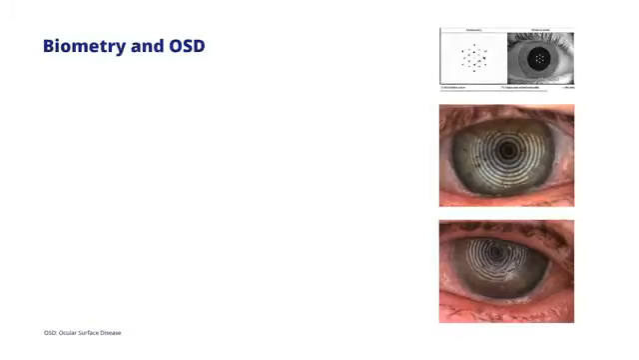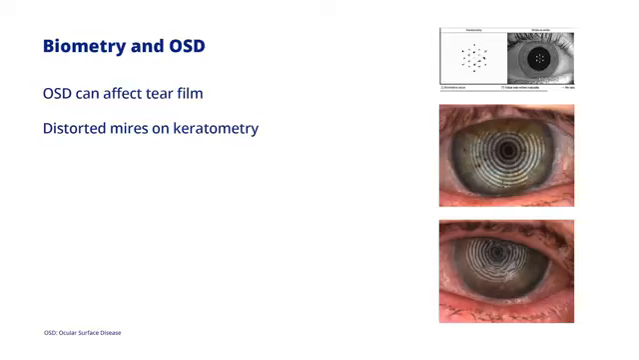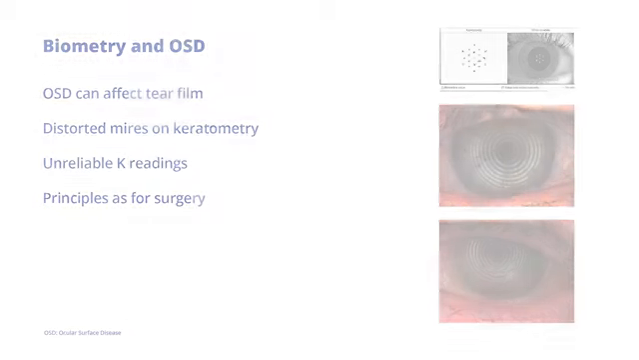So biometry. Ocular surface disease can affect the tear film. And when you're trying to capture the keratometry, you may end up with distorted mires, such as in these images here. You can see the impact of a bad tear film on the mires. This means that your K readings can be unreliable. And you need to manage the ocular surface disease here as you would manage the patient prior to surgery.